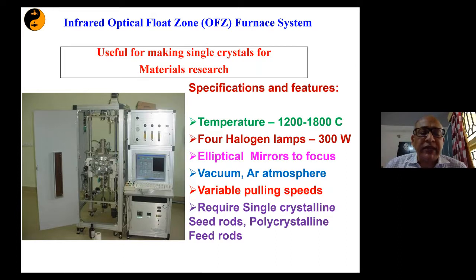This facility also exists, I think, in another center right now, where we have four halogen lamps and elliptical mirrors to focus, and we can have different kinds of atmospheres and pulling speeds. The polycrystalline feed rods have to be prepared while growing the single crystals. While I show the results, I will be showing several crystals which have been grown with this facility, and also publications.